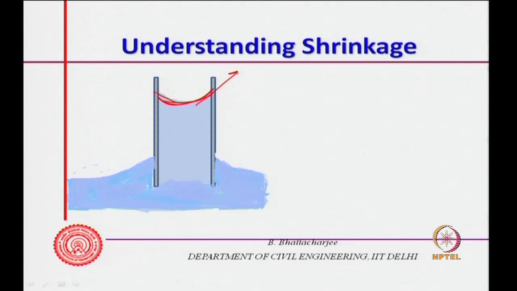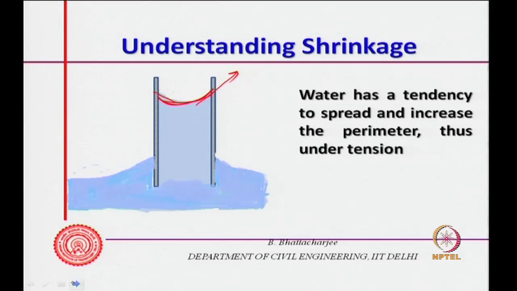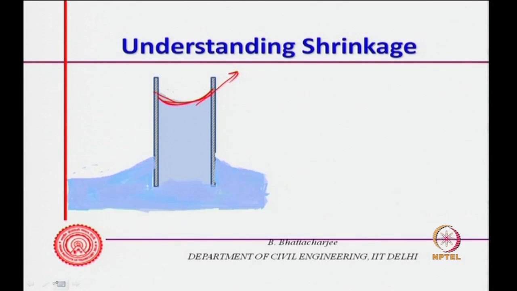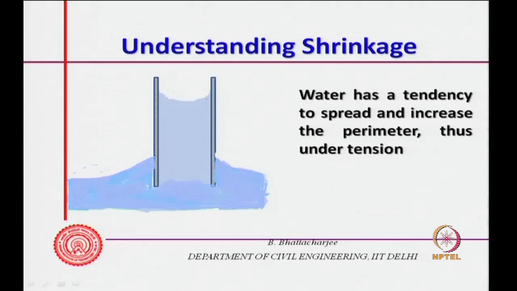Now, a tension would exist here. Water has a tendency to spread along this direction. So, if it tries to spread, the radius would like to increase, its perimeter would like to increase. In other words, there is a tension acting in the water.